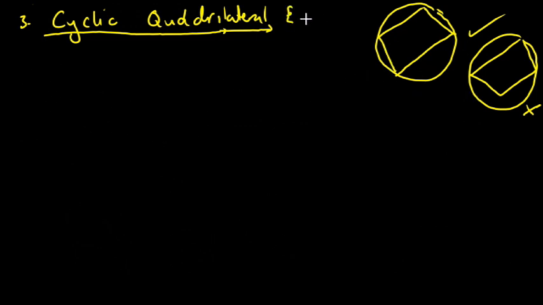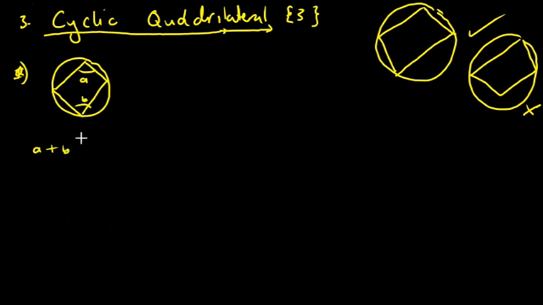We also have the three theorems that we'll need to look at. The first one, A plus B is equal to 180 degrees. The reason is because they are opposite angles of a cyclic quadrilateral. We need to know that they are supplementary. That's why we have this. That's one of the theorems.